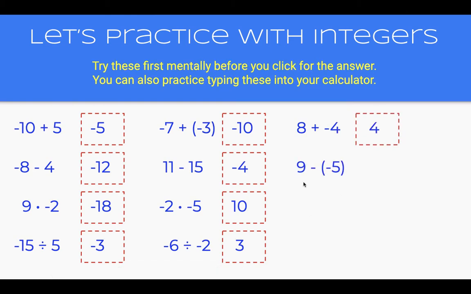This one you could go keep, change, flip. So this would become 9 plus negative 5. So these would become positives. So 9 plus 5 is positive 14.